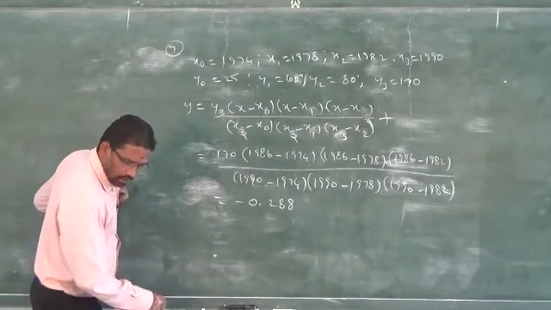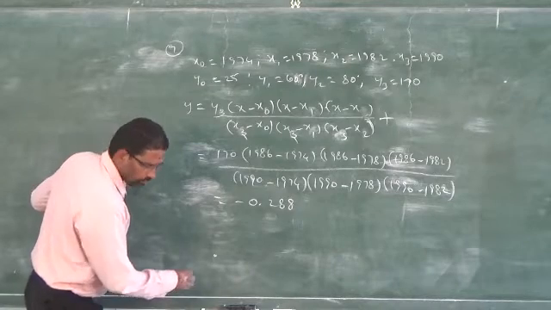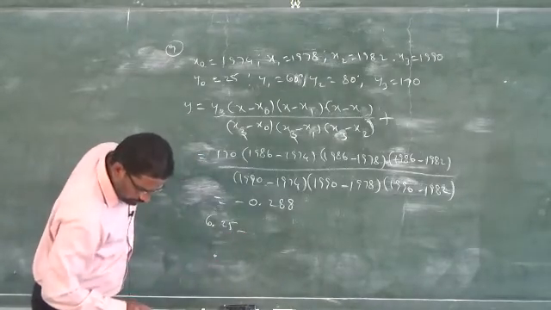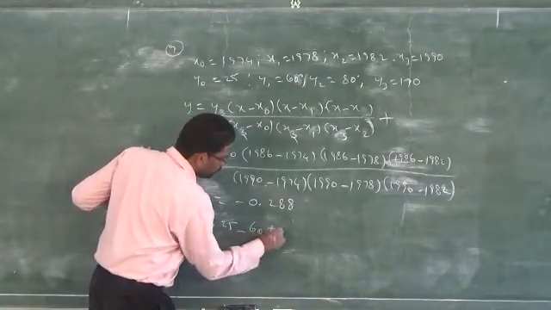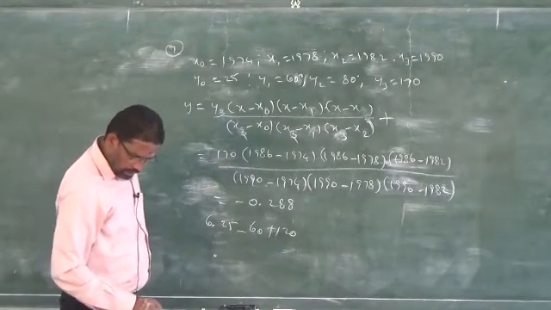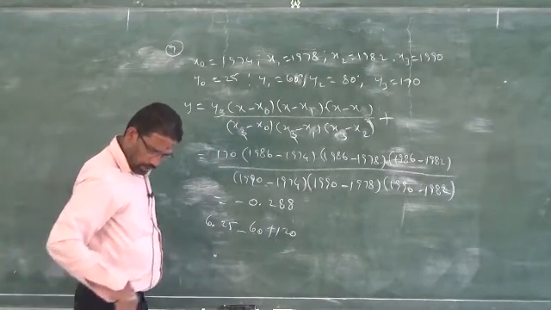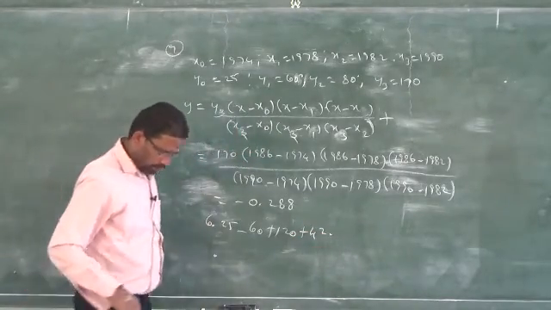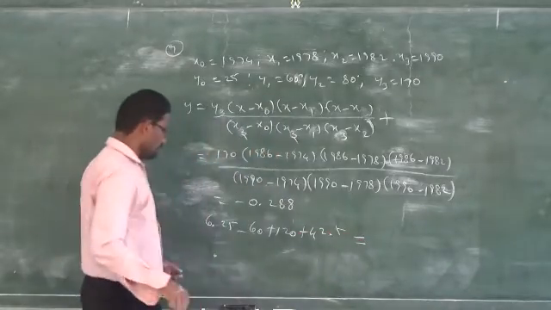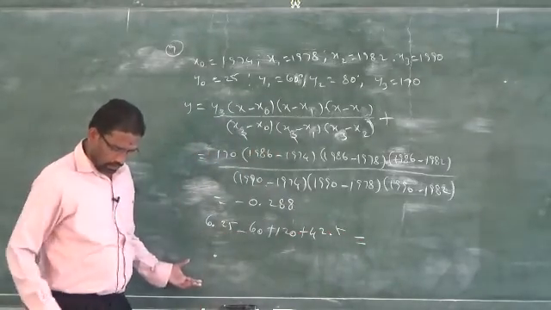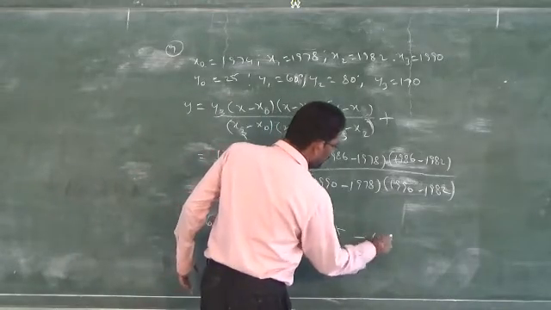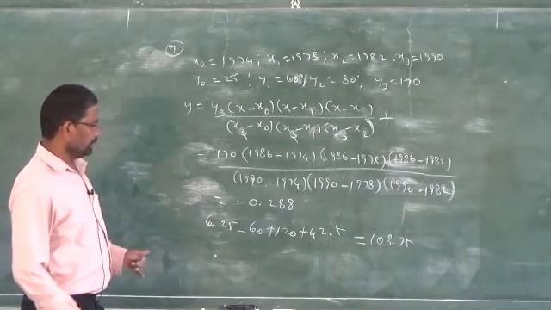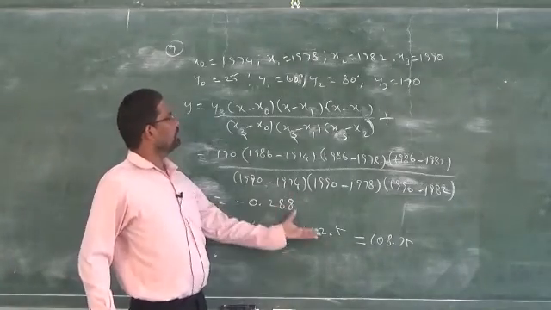So what is the first answer we got? 6.25. What is the next answer? Minus 60. The third one, plus 120. Then the last, plus 42.5. So just add the positive values and subtract, and you will get 108.75. So just you have to check. Clear? You have to check your calculations.